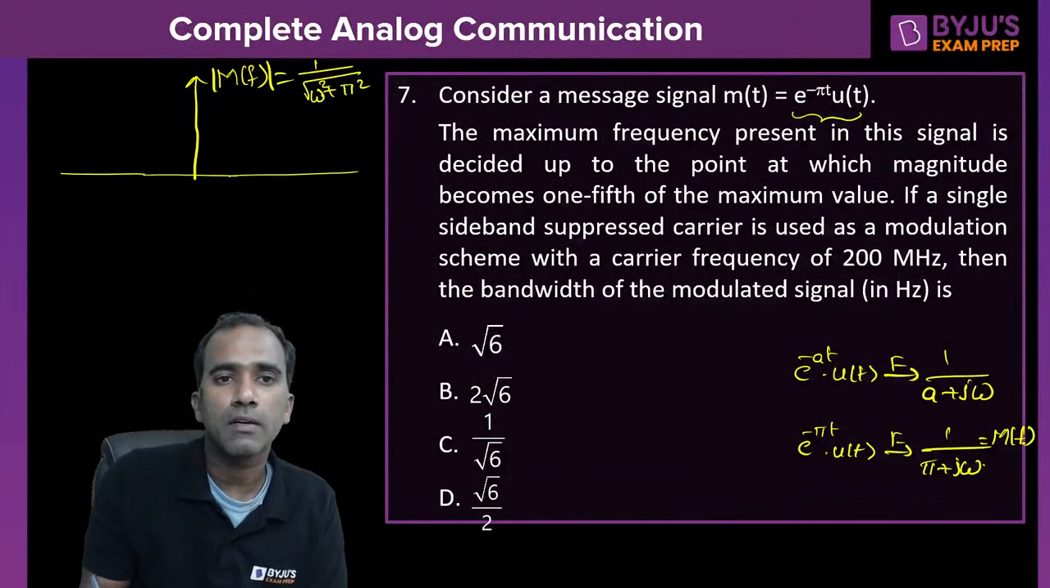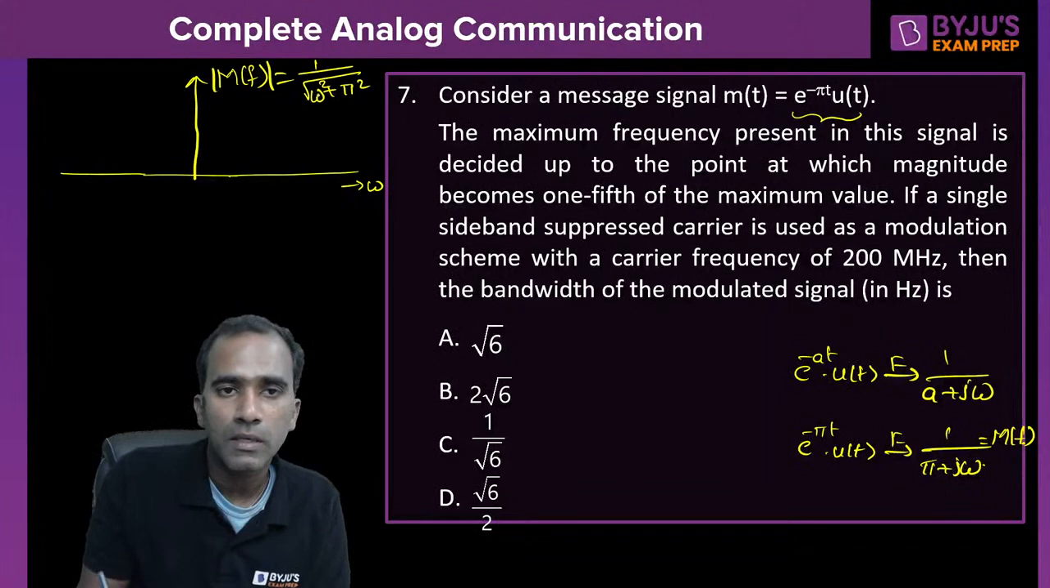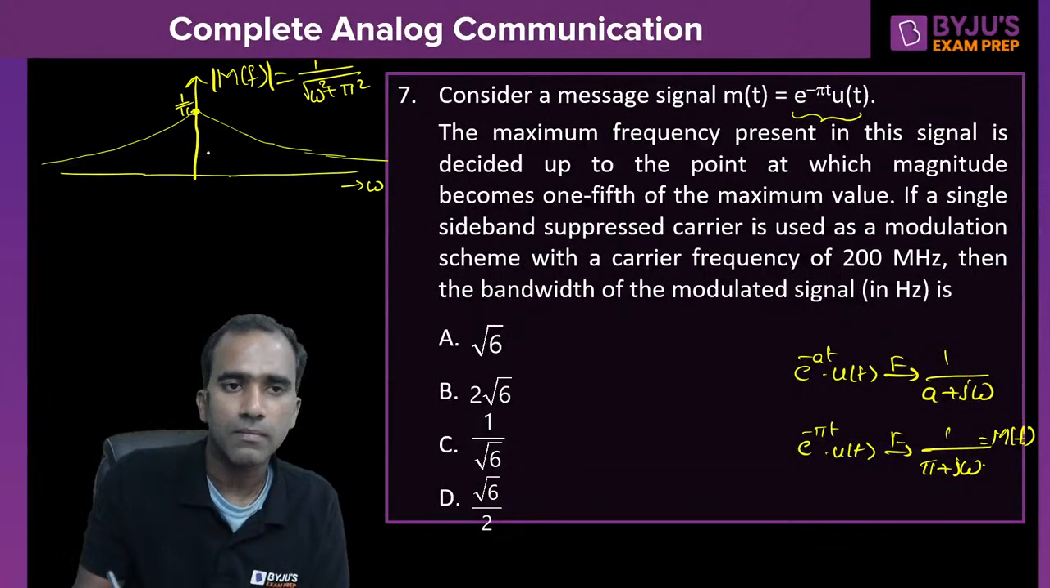So if you plot it at omega equal to 0, it is 1 by root of pi square, which is 1 by pi. Correct? As omega increases, the denominator increases, and hence the magnitude decreases. It is some kind of decreasing shape, not exactly exponential or something like that. For negative frequency also, as omega increases negatively, because we are squaring, it is again decreasing.